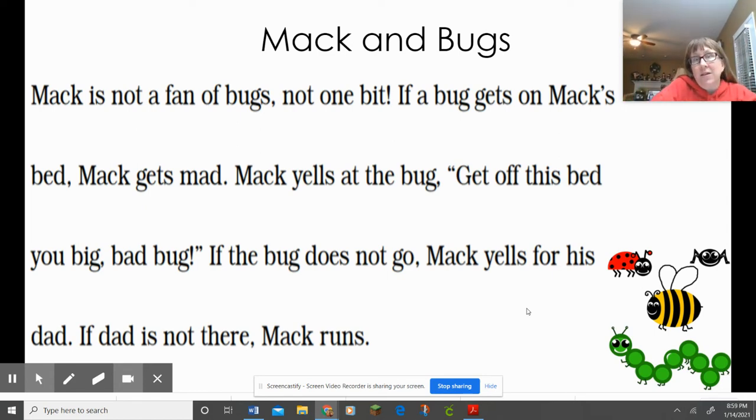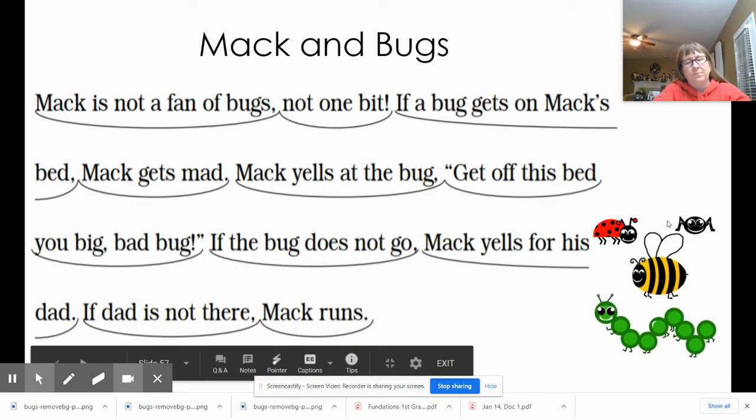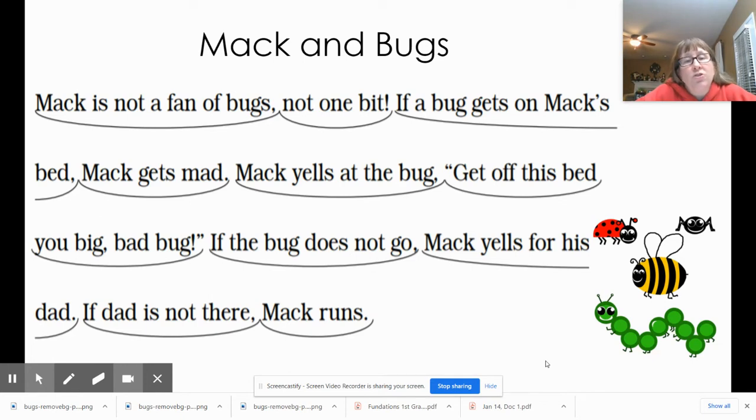Okay, let's look at the next page so we can look at the whole of our story. Okay, so here is your story that you can practice reading. I want everybody to read it one time all the way through, then give your teacher a thumbs up.